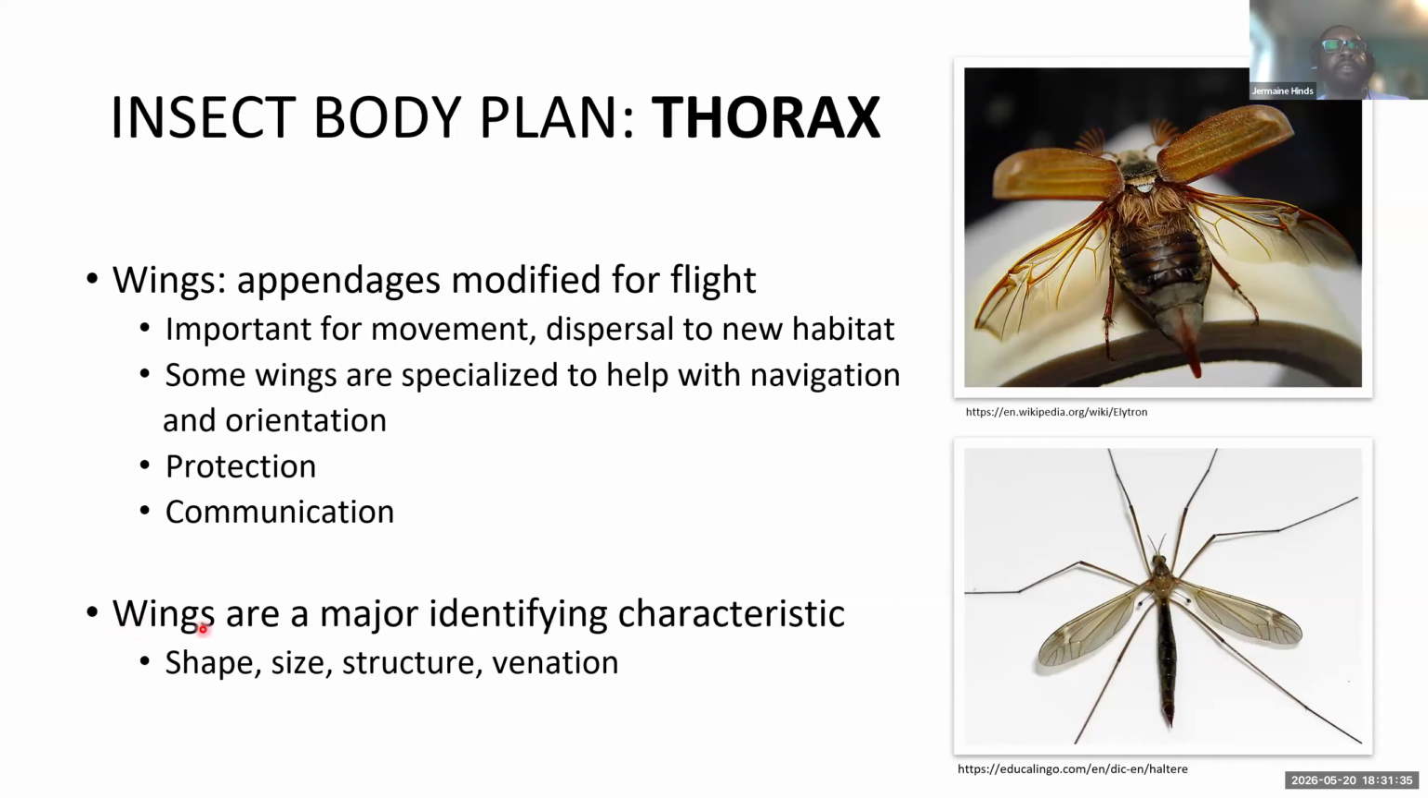Wings are a major identifying characteristic of insects: the shape, the size, the structure, or the venation. The venation is just how the veins are organized on the wing. A lot of times when you go into insect keys, you're looking at venation, what cells are there, to help you really zero in on a specific species. But for just general identification, you don't need to go super in depth into venation.